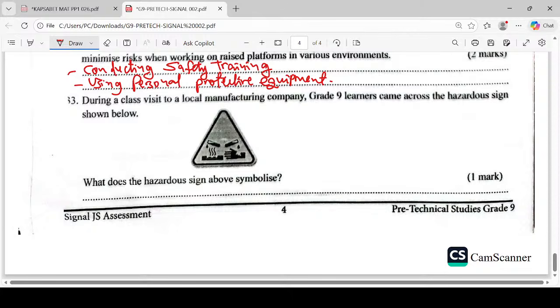Question number 33. During a class visit to a local manufacturing company, grade 9 learners came across the hazardous sign shown below. You can see this is corroding our skin. What does the hazardous sign above symbolize? This one symbolizes corrosive substances. You can see what it is trying to do to one's skin. So that's why we call it corrosive substances.